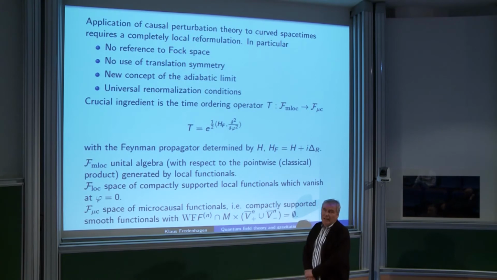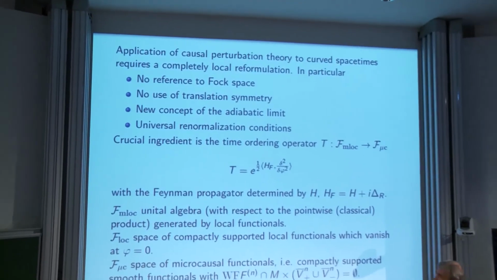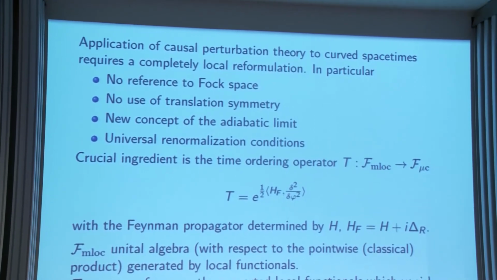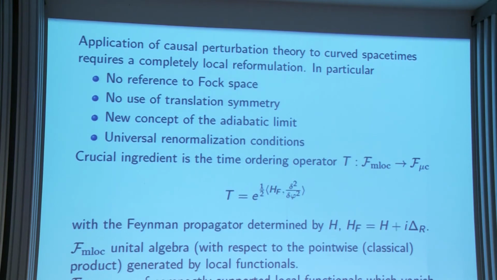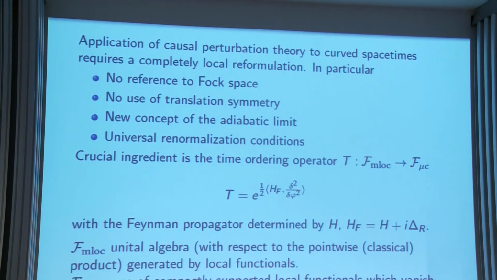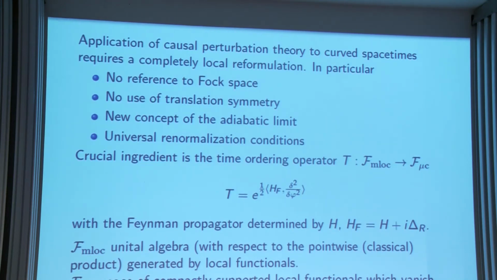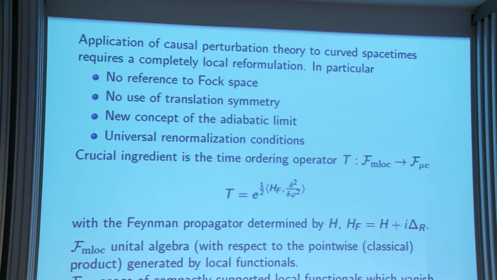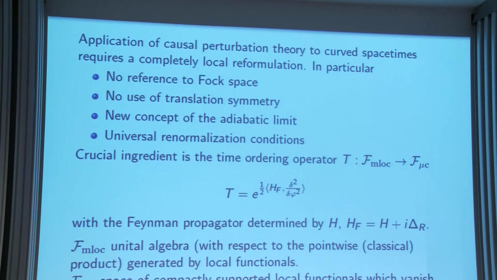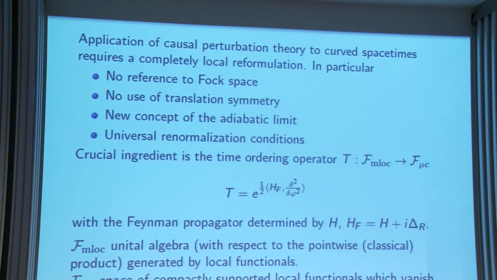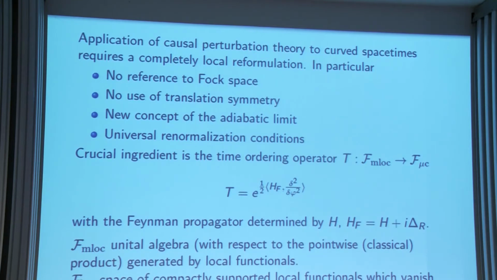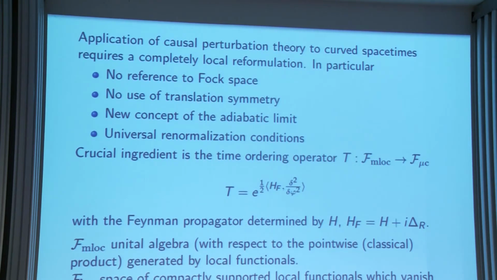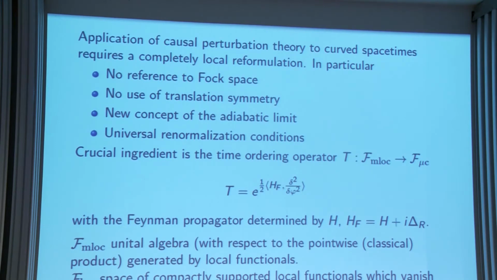Now we wanted to apply this to curved spacetime. This required a reformulation which only uses local concepts. Before, it was in flat space. Now if we do it on a curved spacetime, we cannot use all the techniques, so we have to generalize this a little bit. We do not have this distinguished representation on the Fock space, so we do it state-free, without any reference to Fock space. We don't have translation symmetry, and we need a new concept of the adiabatic limit, because it makes no sense to take the integral over all spacetime if you don't know what the situation at the end of spacetime is. And you need renormalization conditions which are in a sense universal. I will discuss what this means.